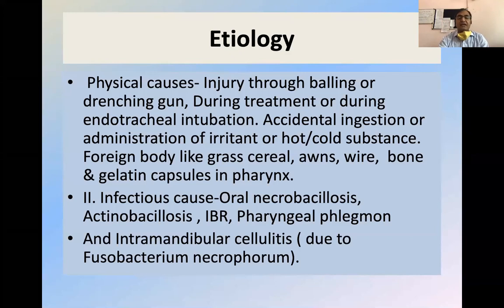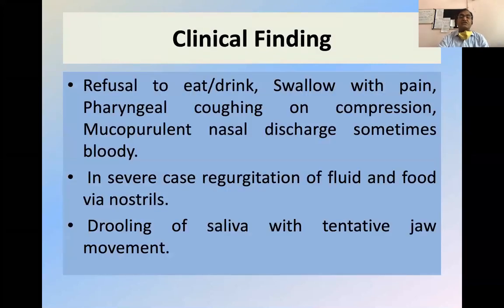Then the second very important thing is the infectious cause, that is some of the bacterial and the viral agents. For example, actinobacillosis is there, infectious bovine rhinotracheitis is there, and oral necrobacillosis is there. These are some of the bacterial agents that are responsible for producing inflammation in that region. And then intramandibular cellulitis by Fusobacterium necrophorum.